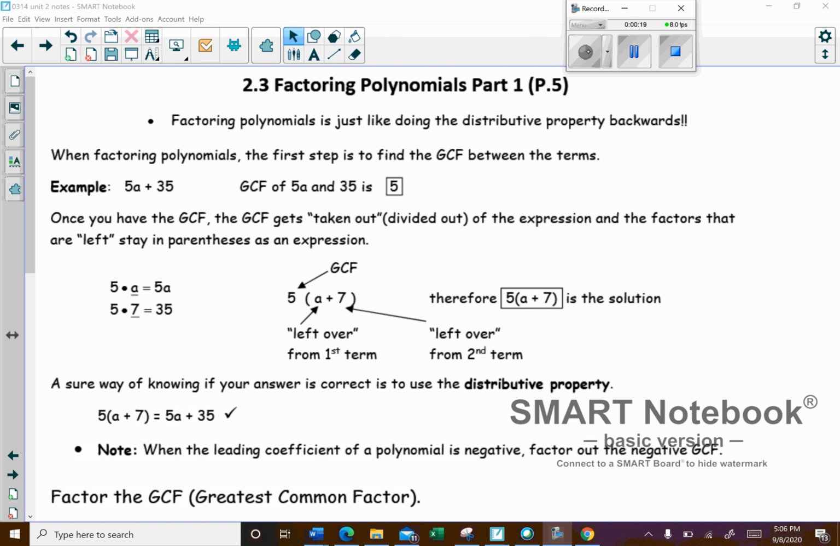Factoring polynomials is just like the distributive property backwards. So we're going to be going in reverse, and it is a little bit more challenging. Don't get discouraged if you're a little confused at first. It's going to take practice.